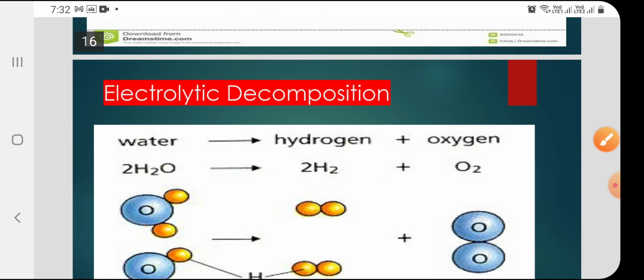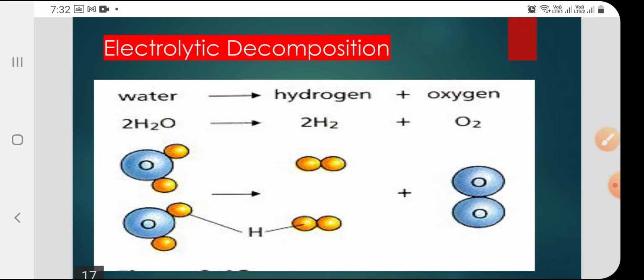Now the next is the electrolytic decomposition reaction. Electrolytic decomposition reaction means when we are passing electric current. So with electric current, you have seen that water molecules break into hydrogen and oxygen. Okay, so this is the electrolytic decomposition.